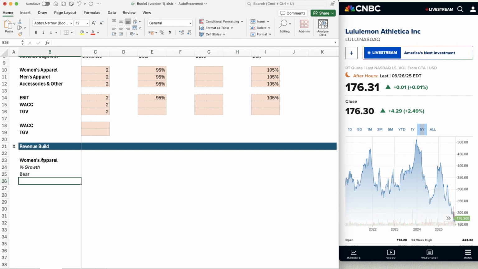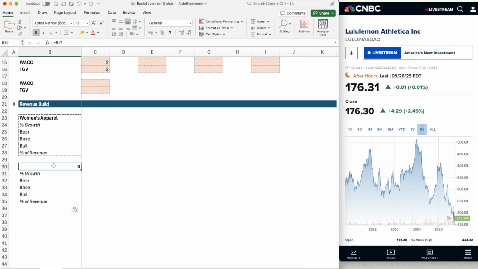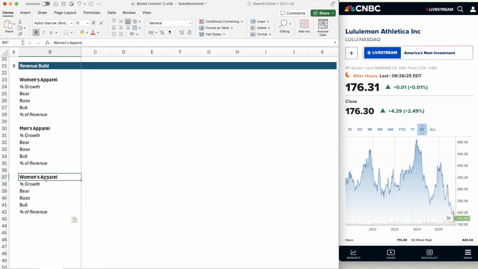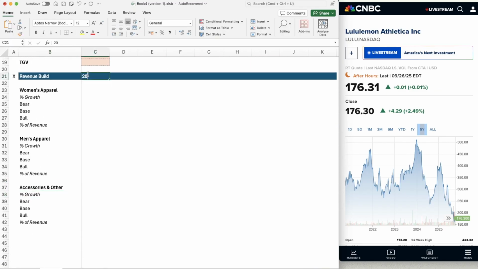So what is it? Bear, base, bull. We want to look at percentage of revenue, and actually the percentage of revenue is going to be very important, because predominantly this was mainly a female brand, until it started. I mean, as we just said, the men's segment is growing quite a bit. So yeah, we'll have to see what happens. Equals B12. Okay, yeah, it looks good. We're going to start with 2022.